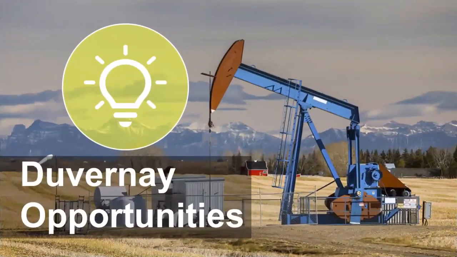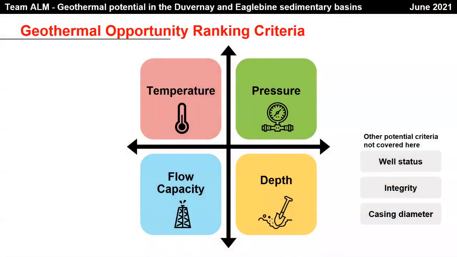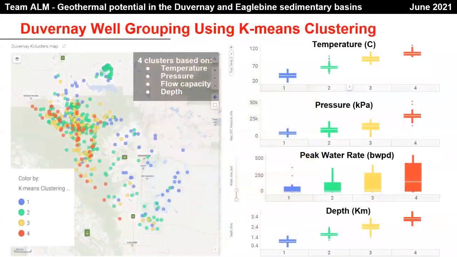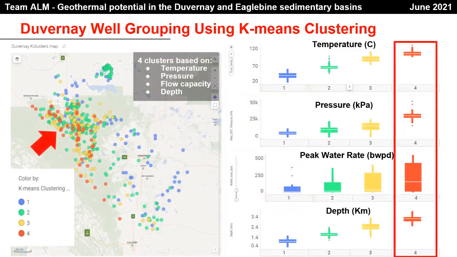For ranking geothermal opportunities, we use temperature, pressure, depth, and flow capacity to group the wells into geothermal categories. The grouping was done using the K-means clustering algorithm with the 4 parameters defined before. Wells with high temperature, pressure, peak water rate, and depth are located in the western flank of the Duvernay Basin.